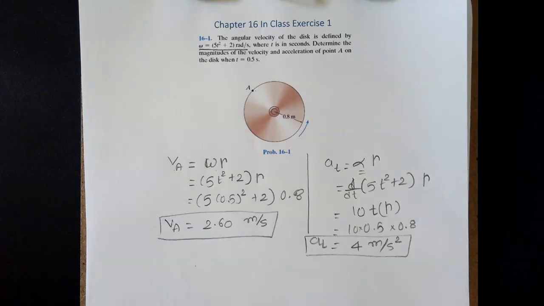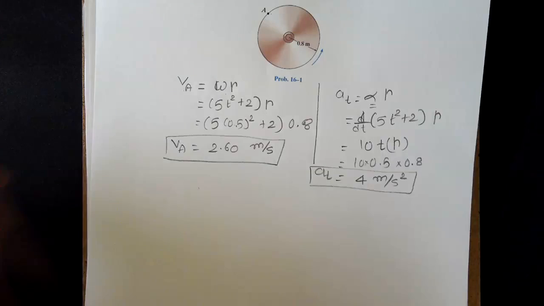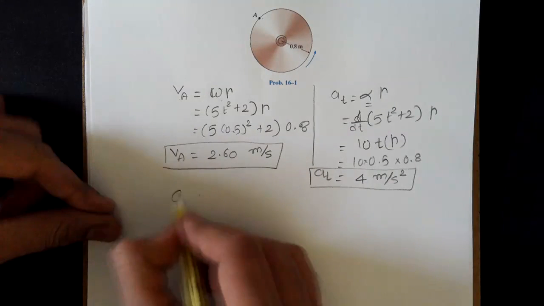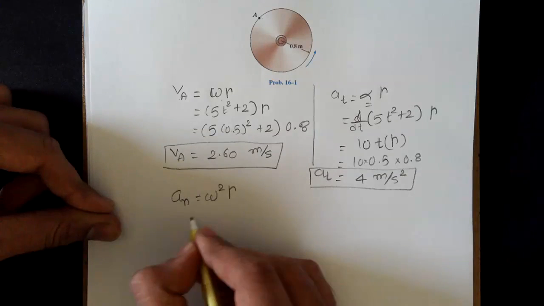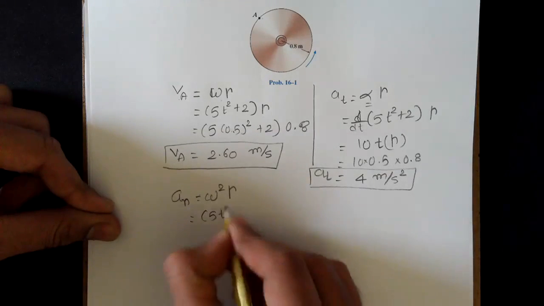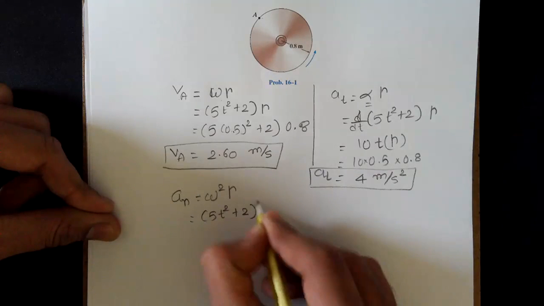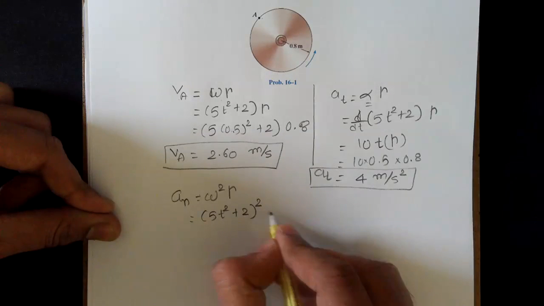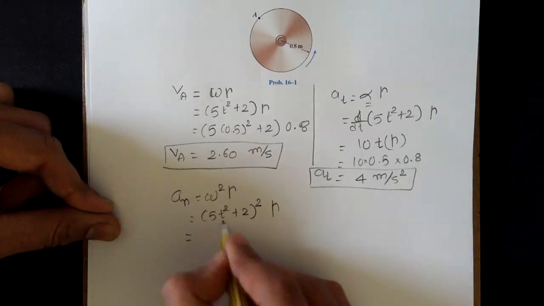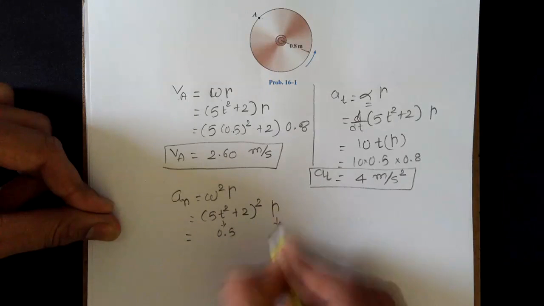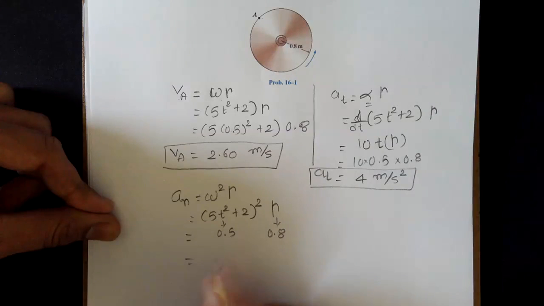For the normal component of the acceleration, an, which is omega square multiplied by r. Again, we know the equation for omega, which is 5t square plus 2, and the square of this entire expression, because it is omega square multiplied by r. In this equation, when you substitute t equal to 0.5 and r equal to 0.8, and when you solve the equation, you get normal acceleration 8.45 meters per second square.